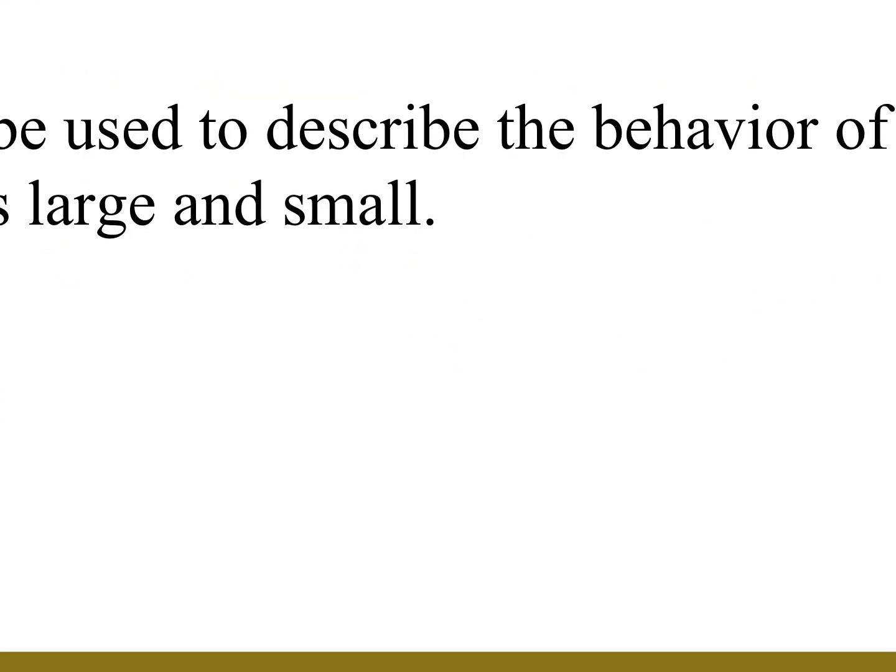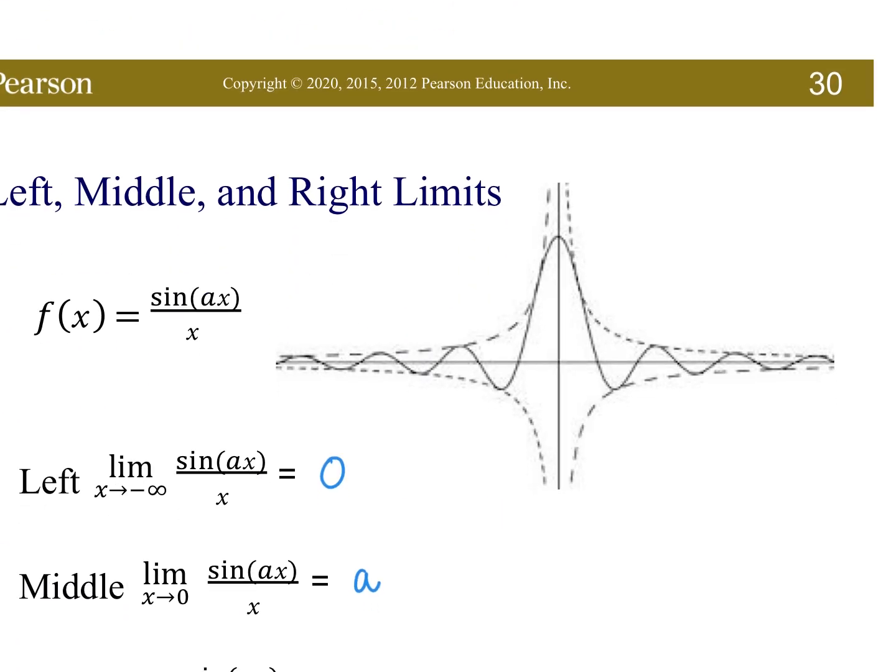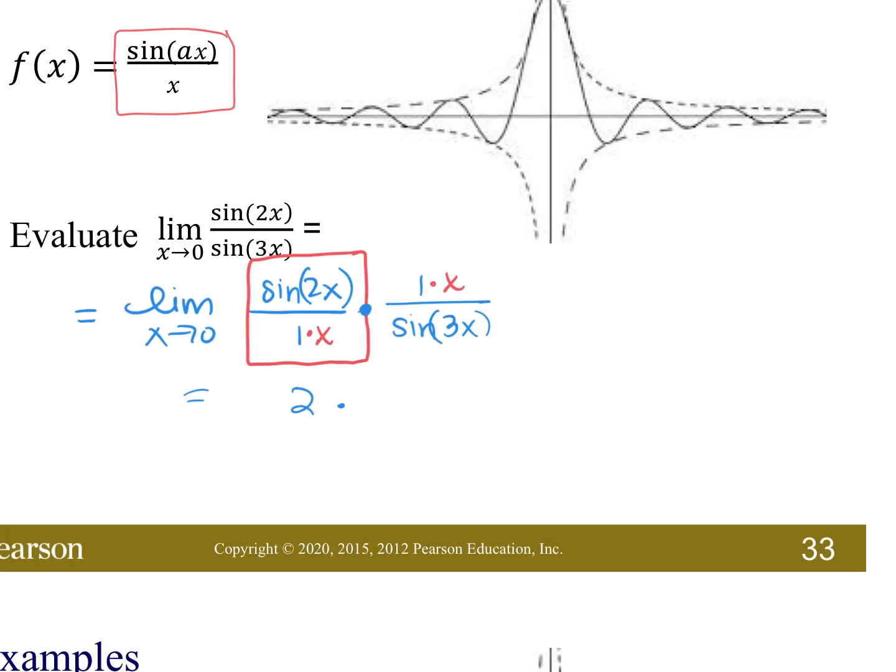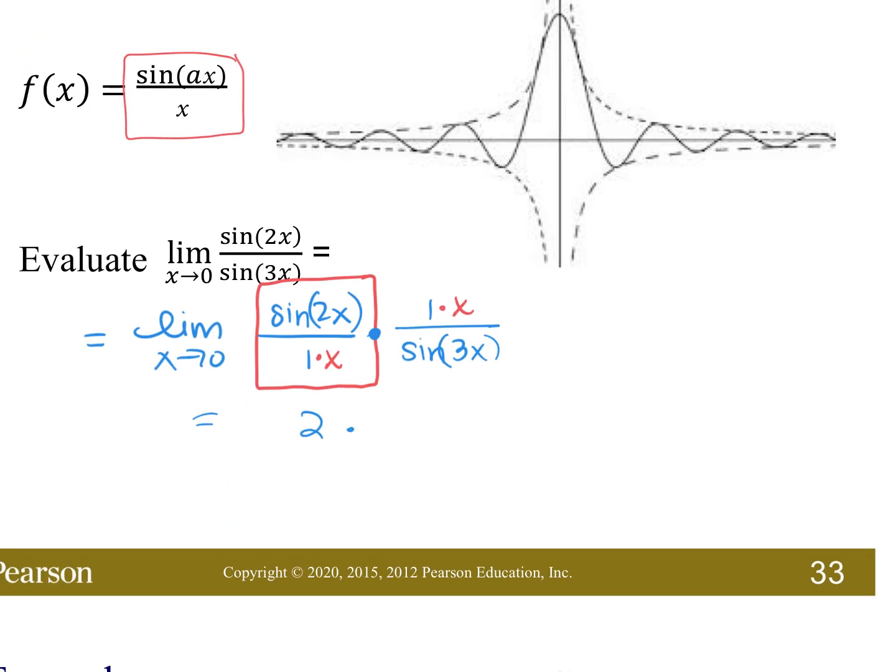Okay, so let's back that up. Where are we at here? This will just be 2 times 1 over 3, now we have it right, so we get 2 thirds. If it's upside down, then the a value is upside down.